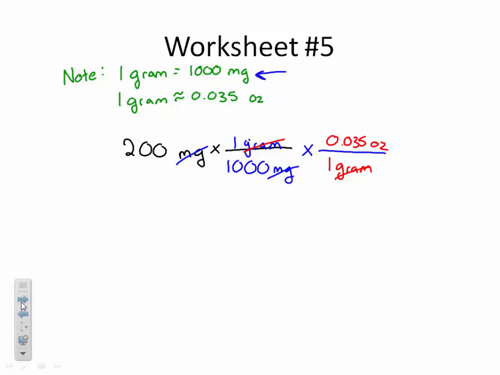So when you multiply your numerators and your denominators, you'll get your answer. So go ahead and try to do that. If you do it correctly, you will get 0.002, I believe. Let me double check my math. 0.007. Sorry, I apologize. 0.007 ounces.